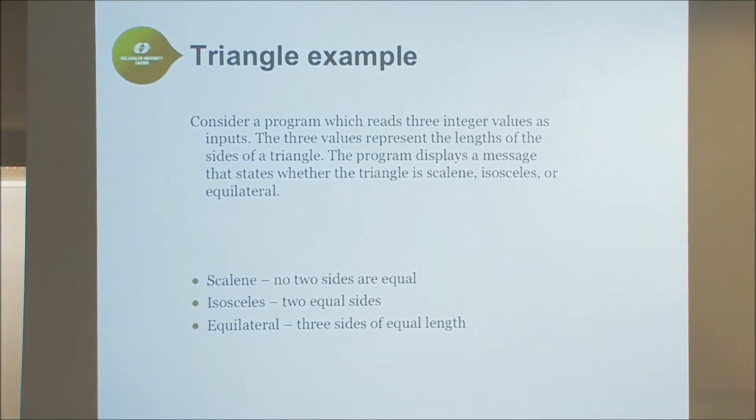For those that are not familiar with these terms from math, scalene means that no 2 sides are equal, which means that it's A, B, C. So everything is different. Isosceles, 2 equal sides, so you have an A, B, B situation, and equilateral triangle is where everything is the same. So A, A, A. So fairly simple program. Let's do it.